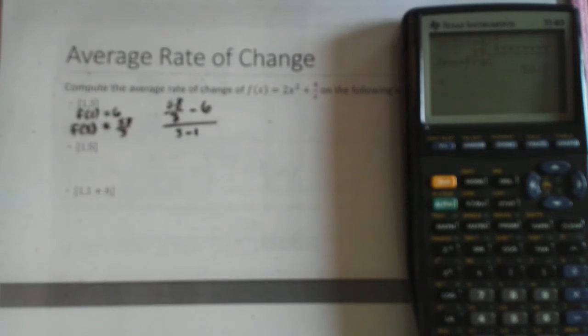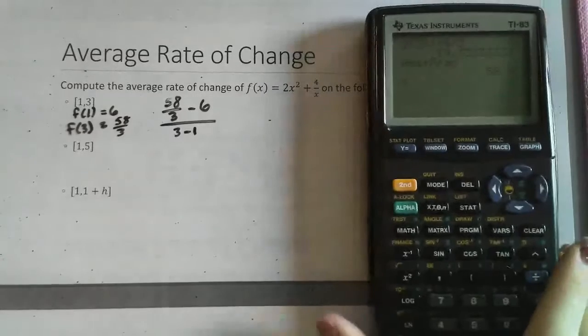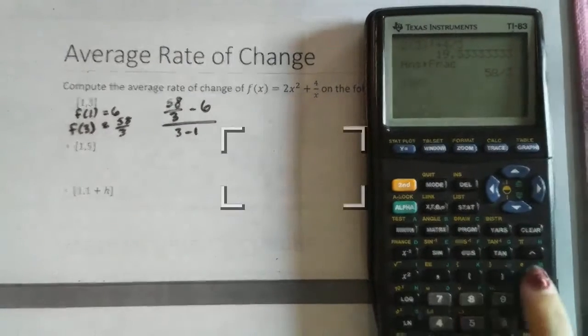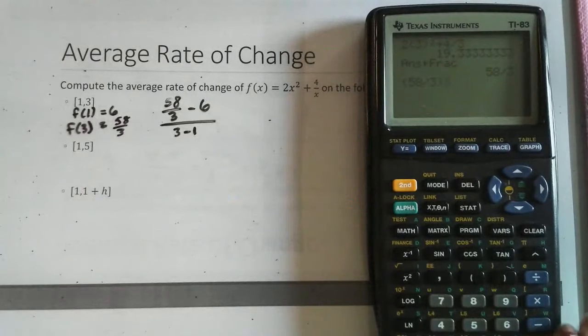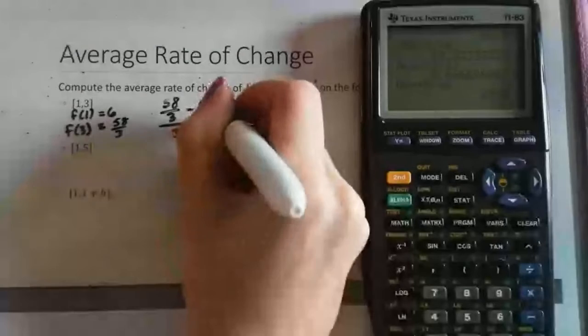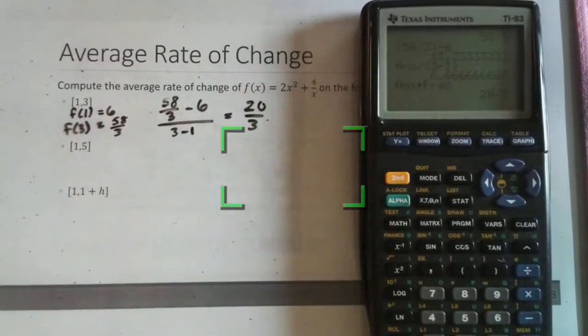So let me go ahead and type that into the calculator. If you have a fraction button, now would be a great time to use it. If you don't, then you can type in 58 thirds as 58 divided by 3 in parentheses. So I have 58 divided by 3 in parentheses minus 6 equals, and I want to divide that by 3 minus 1. If I go math, enter, enter, I'm getting 20 thirds. So the average rate of change of this function on the interval 1 to 3 is 20 thirds.